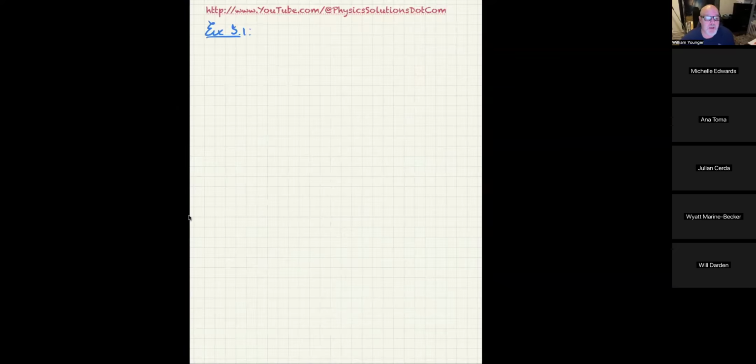A 10 kilogram box rests on a horizontal floor. The coefficient of static friction, mu sub s, is 0.40, and the coefficient of kinetic friction, mu sub k, is 0.30. Determine the friction force acting on the box if a horizontal external applied force Fa is exerted on it of magnitude, and then it gives you a bunch of magnitudes.